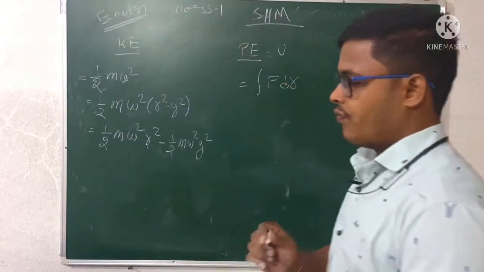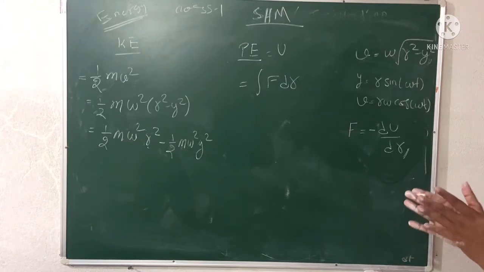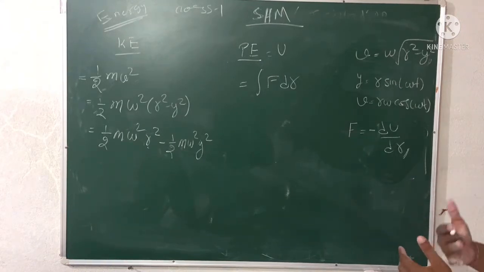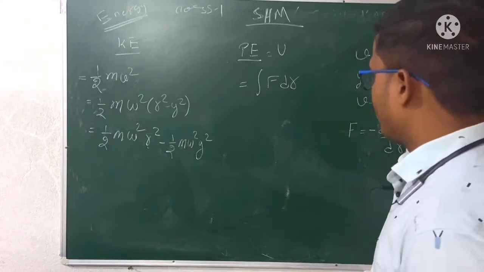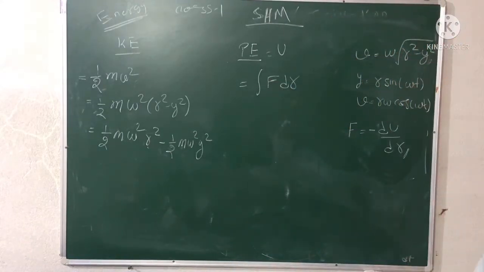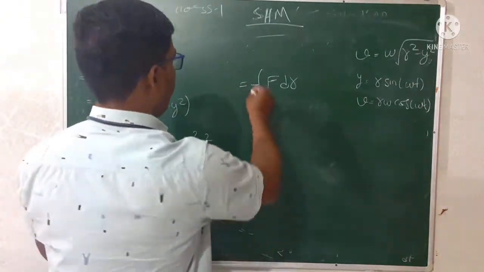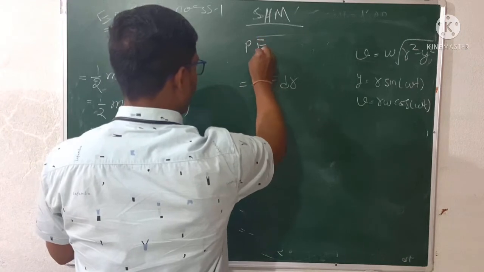What is F dr? Remember, the potential energy is the integration of F dr. What is F? F is known as the force. What is force? So this is the kinetic energy, half m omega square r square. Now we will discuss the potential energy.